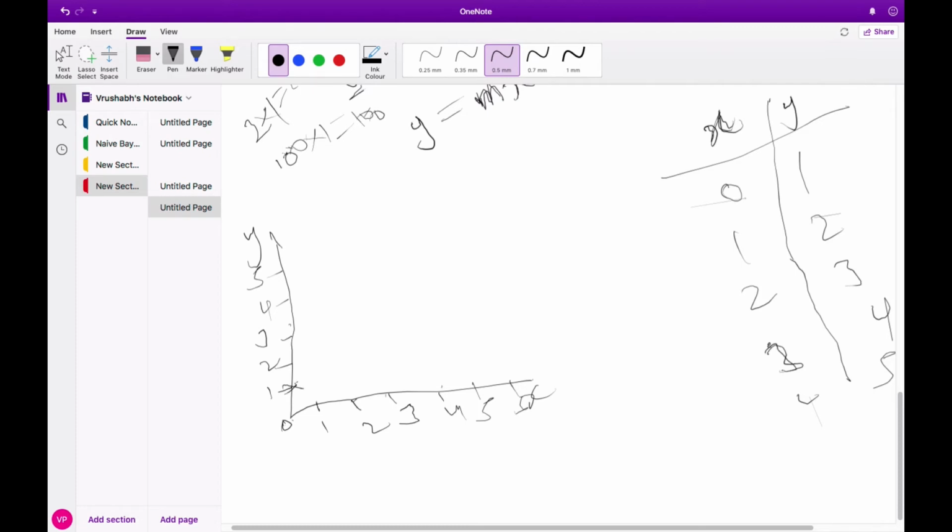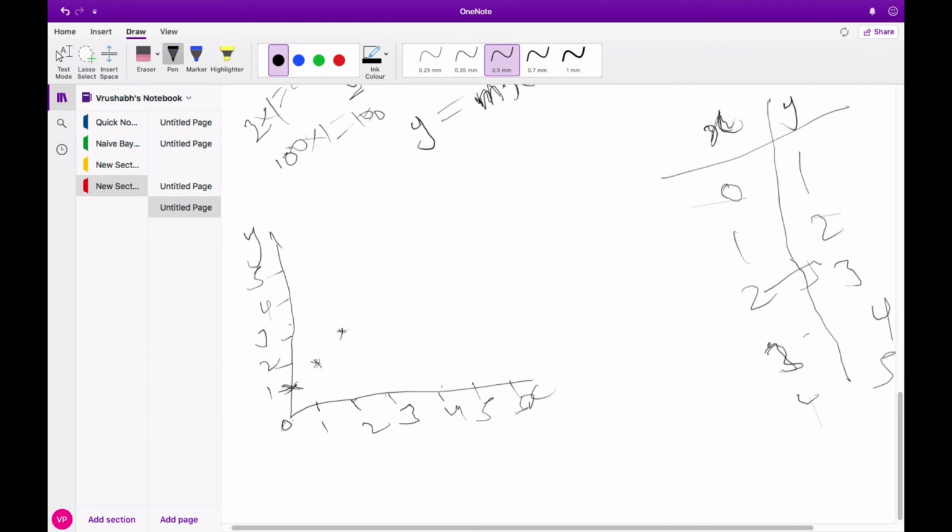So the point is actually going to be plotted here, right? When x is 0, y is 1. When x is 1, y is 2, so both of them are going to meet somewhere here. When x is 2, then y is 3, so that's going to be somewhere here.